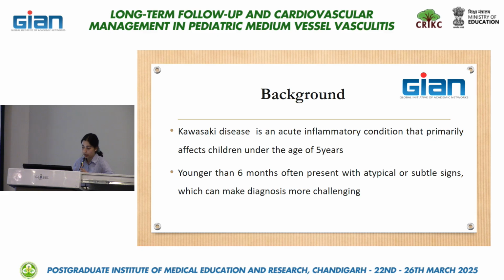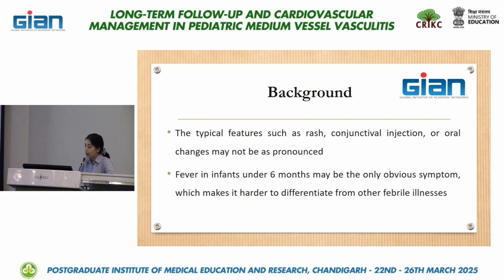Firstly, the background. Kawasaki disease is an acute inflammatory condition that primarily affects children under the age of 5 years. Infants younger than 6 months often present with atypical or subtle signs, which can make diagnosis more challenging. The typical features such as rash, conjunctival injection, or oral changes may not be as pronounced. Fever in infants under 6 months may be the only obvious symptom, which makes it harder to differentiate from other febrile illness.